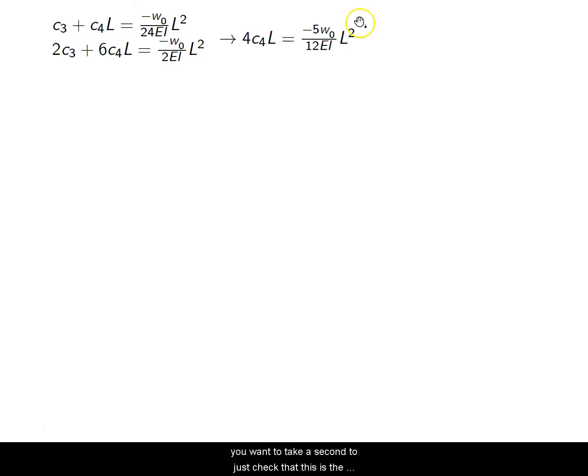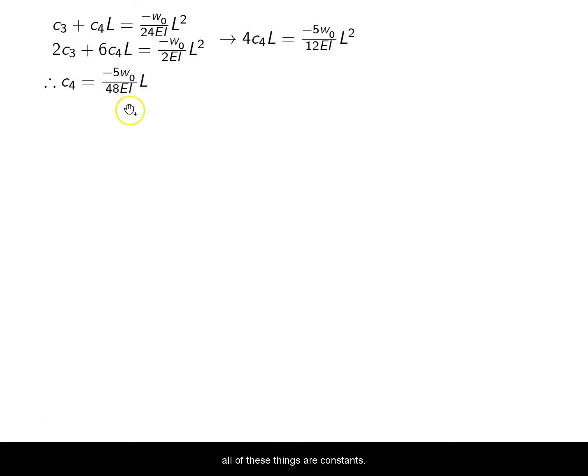Okay, so if you want to take a second to just check that this is the correct value, that's fine. Or if you're using a matrix or any other method, then you'll see that this is also the correct value. So now I have 4 c4 times L equals this. So if I really want to get c4 alone, I divide by L. So this will go from an L squared to just an L. And I divide by 4. So this will be -5 over 48. Okay, so c4 is -5 times the load constant divided by 48 times the flexural rigidity times the length of our rod.